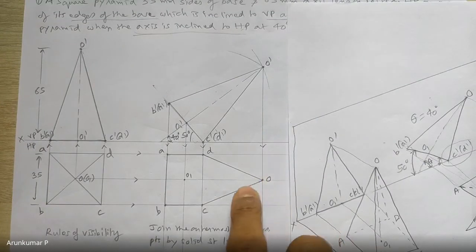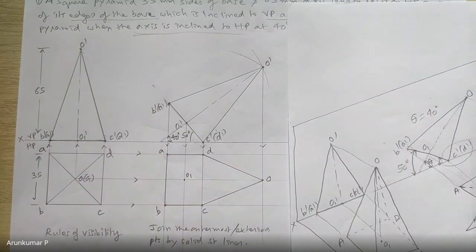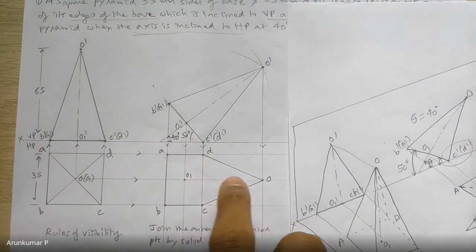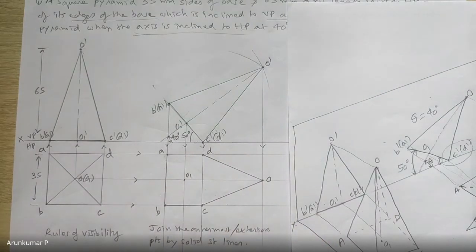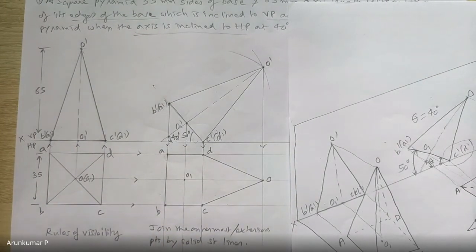It is as good as you are drawing the boundary of the solid in the top view. Beyond this boundary, the solid cannot exist. Inside this boundary, the solid exists. It's like the outline or the boundary of the solid. Okay. So this is the application of the first rule of visibility. Fine. Okay. Next.